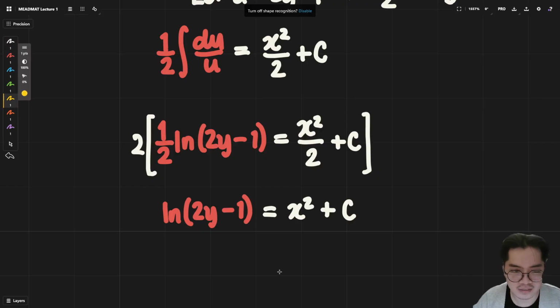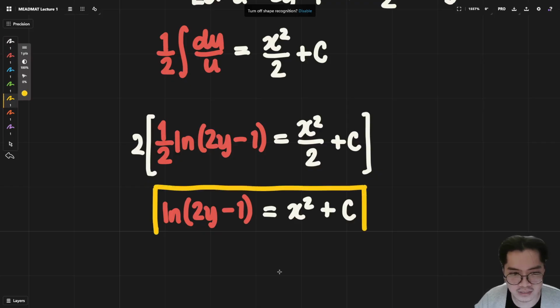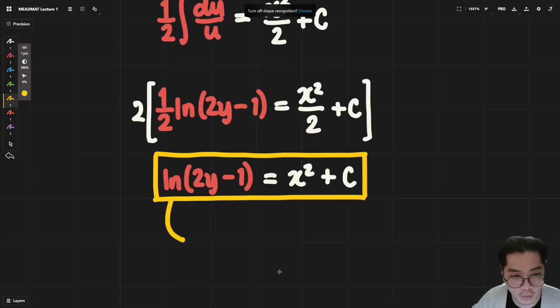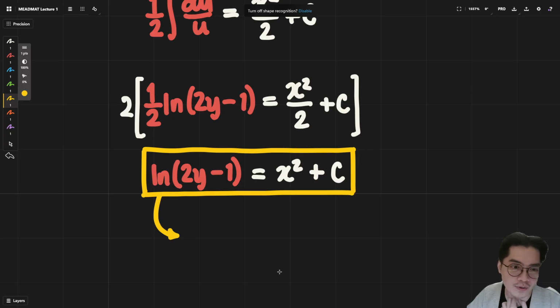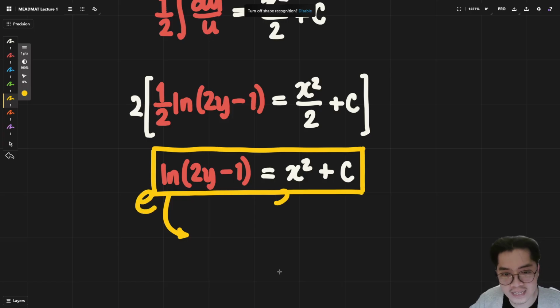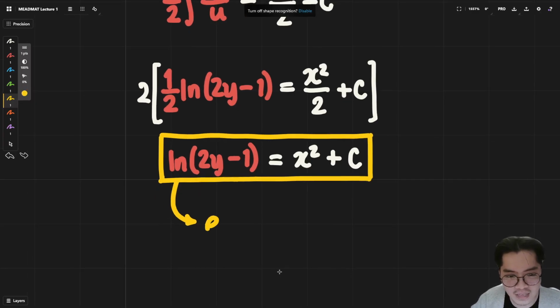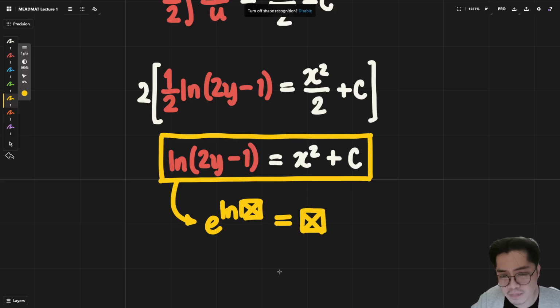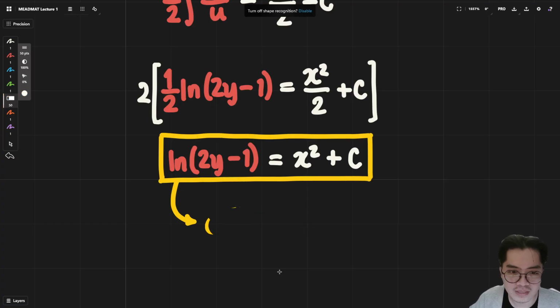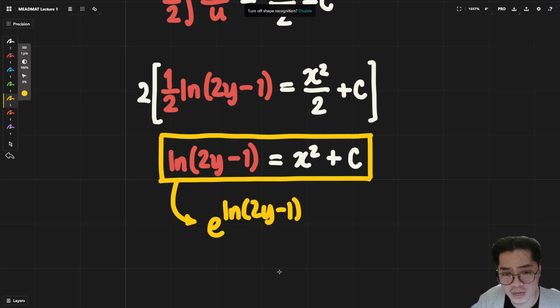And then, honestly, I can already take this as my answer, right? If you want to go the whole way, go ahead. What can we do to isolate our y? Well, it's inside of a logarithmic function, so what we should do is raise both sides to e. What will happen is that if you have e raised to ln of something, literally anything, you will spit out whatever was in the original logarithm. So that means that now we will have e raised to ln of 2y minus 1 is equal to e raised to x squared plus c.